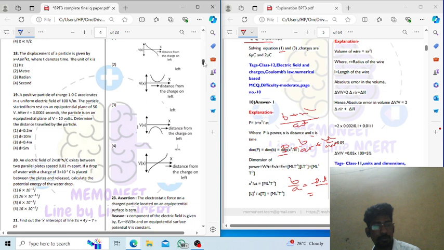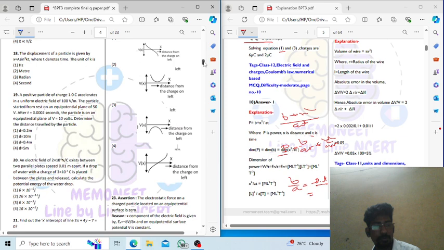A dipole is initially aligned parallel to a uniform electric field. Okay, dipole, you get the idea. Dipole P equals 2QL. This is the formula. If the dipole is slowly rotated by an external agent to an angle of 30 degrees with the electric field, calculate the work done by the external agent.